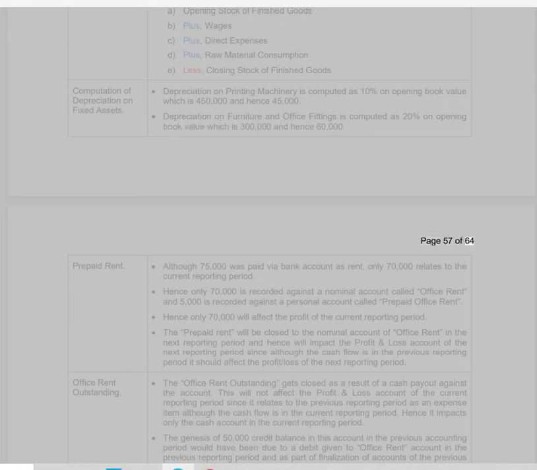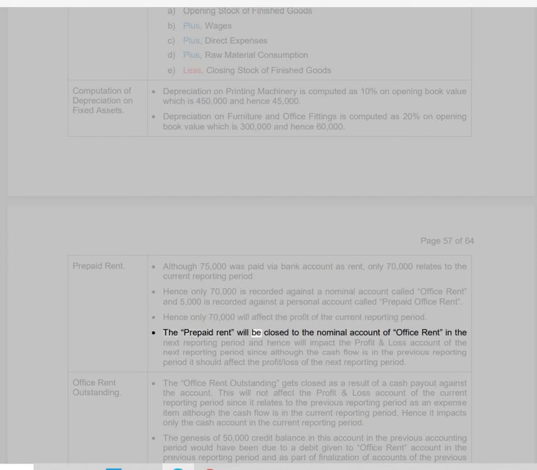Page 57 of 64. Prepaid rent. Although $75,000 was paid via bank account as rent, only $70,000 relates to the current reporting period. Hence only $70,000 is recorded against a nominal account called office rent, and $5,000 is recorded against a personal account called prepaid office rent. Hence only $70,000 will affect the profit of the current reporting period.